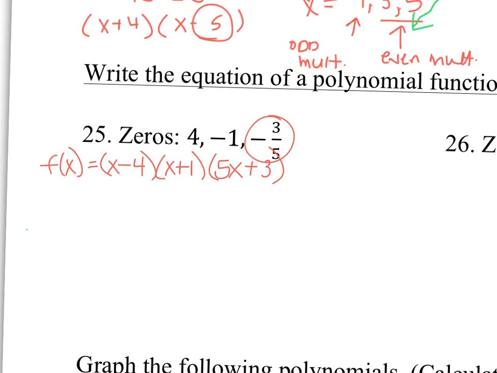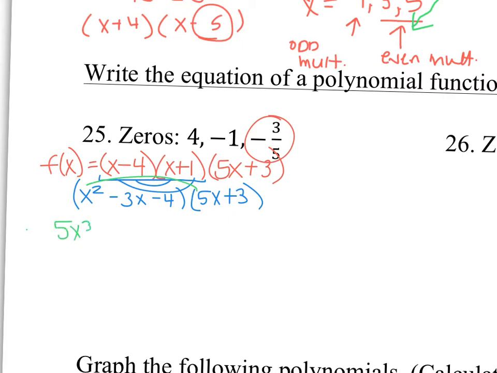So I'm now going to go ahead and double distribute, FOIL out those two binomials. So I'm left with x squared, and then if I do the double rainbow, I get 1 and negative 4, which makes negative 3x, and then negative 4 and 1 make negative 4. And I'm going to multiply that by 5x plus 3. So x squared times 5x is 5x cubed. X squared times 3 is 3x squared. Negative 3x times 5x is negative 15x squared. Negative 3x times 3 is negative 9x. Negative 4 times 5 is negative 20x. Negative 4 times 3 is negative 12.